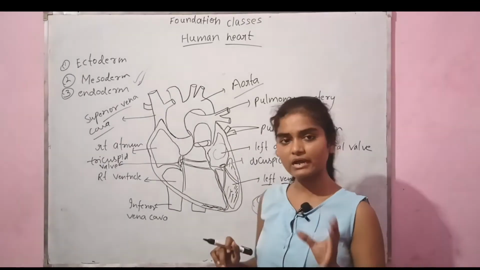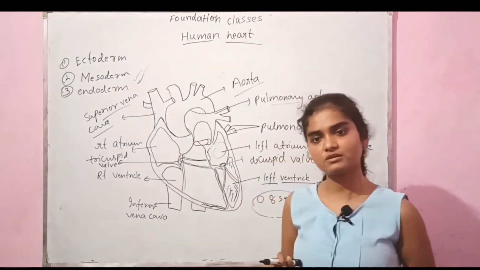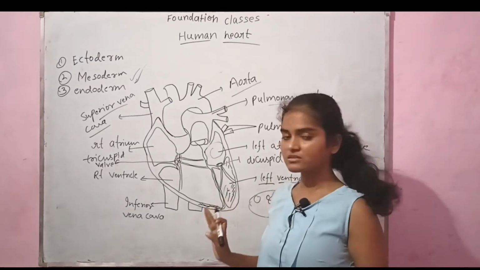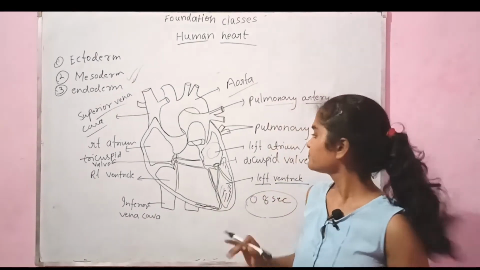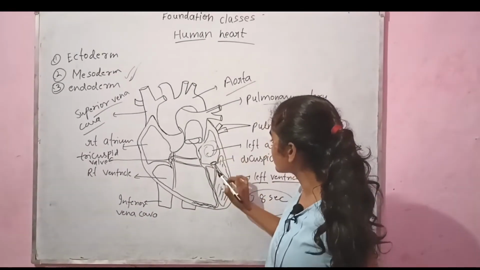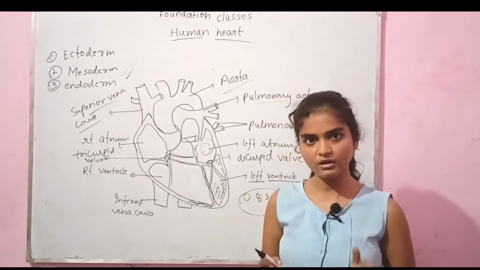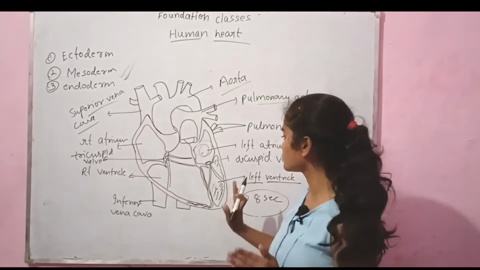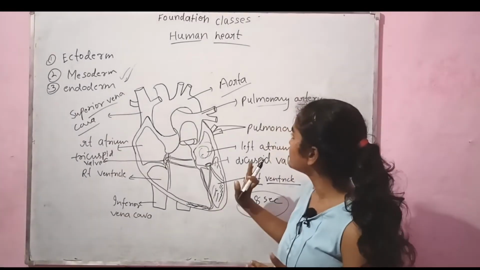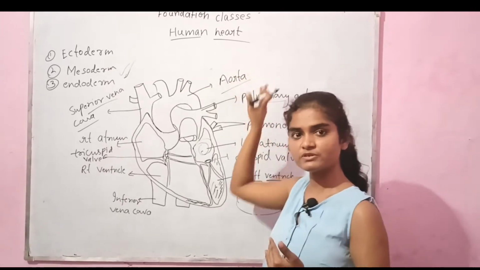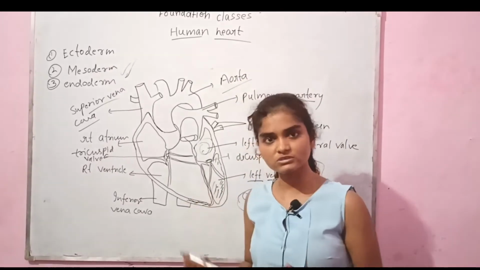The left atrium and left ventricle are guided by the bicuspid valve, also called the mitral valve. Through the left atrium, blood goes into the left ventricle and then into the aorta forcefully, and is transferred into the arteries and throughout the body.